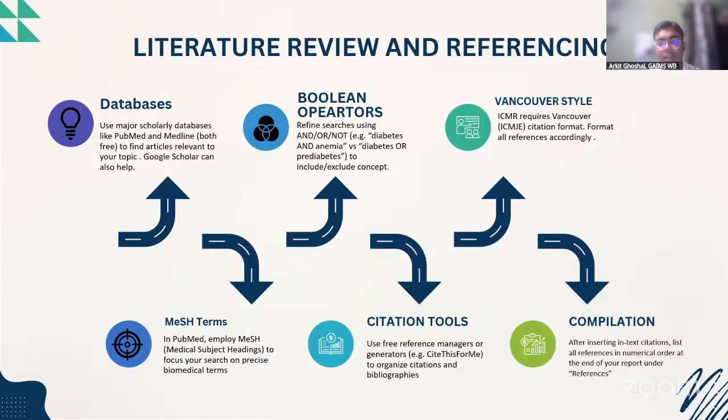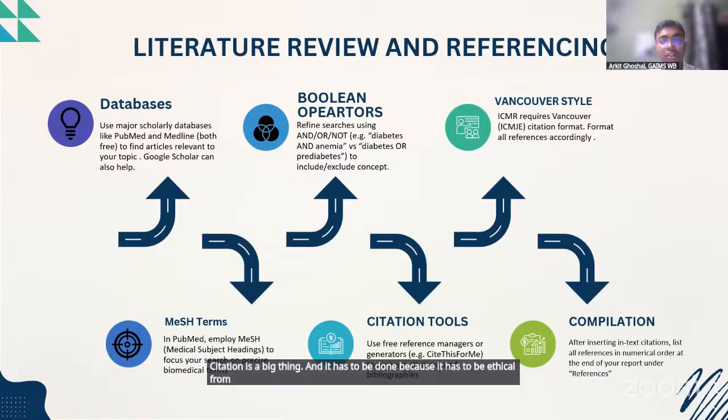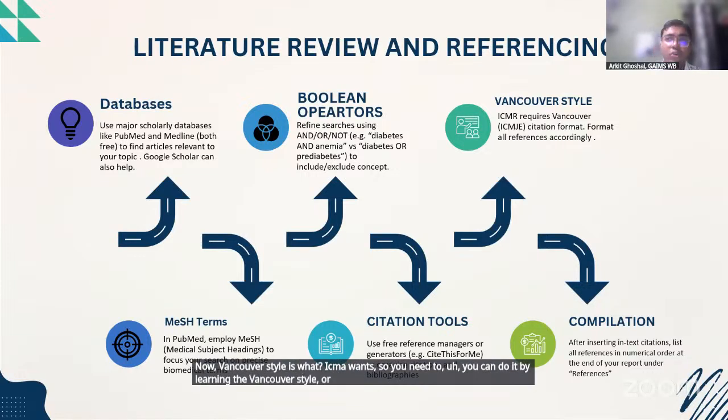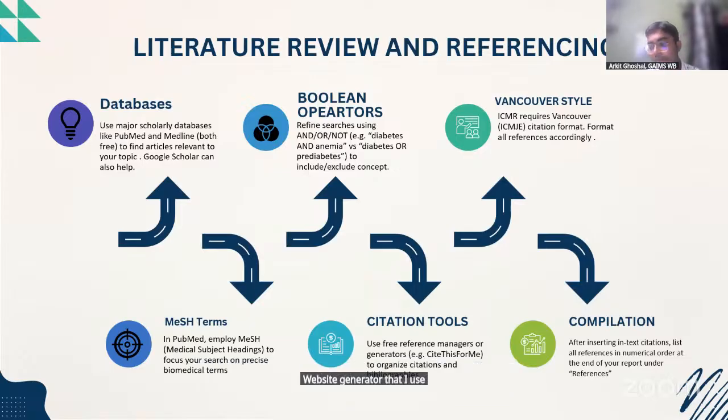Citation is a big thing, and it has to be done because it has to be ethical. You must say from what sources you're finding your data and your ideas. Now, Vancouver style is what ICMR wants. So you can do it by learning the Vancouver style, or you can go to Google Scholar and cite with the help of the citation tools. Or you can also use the Cite For Me website generator, which I use regularly.